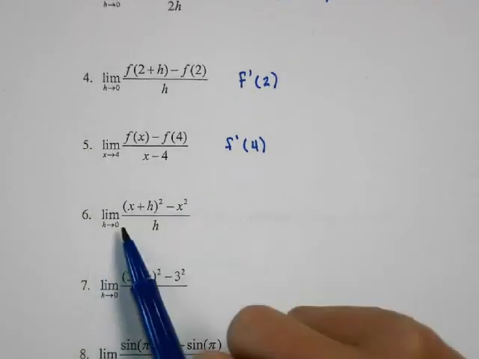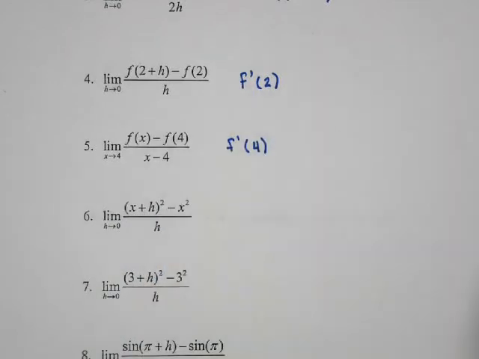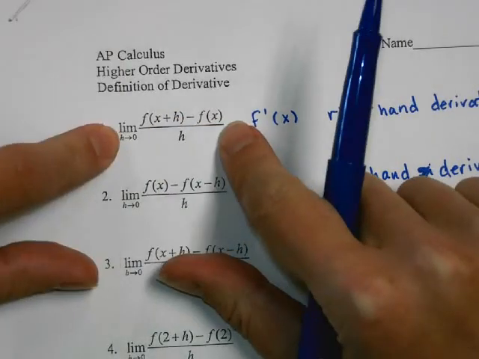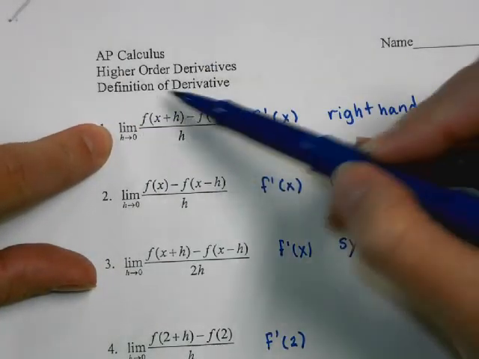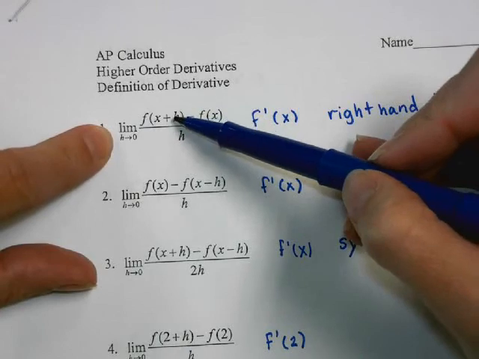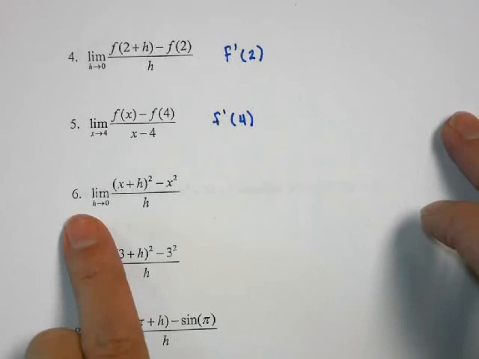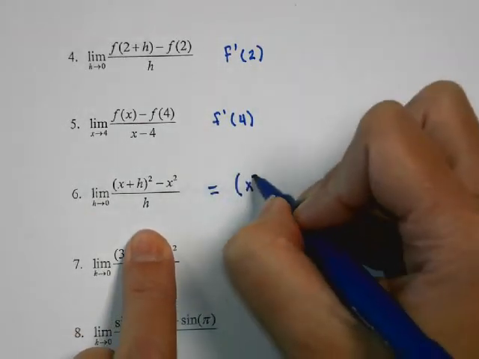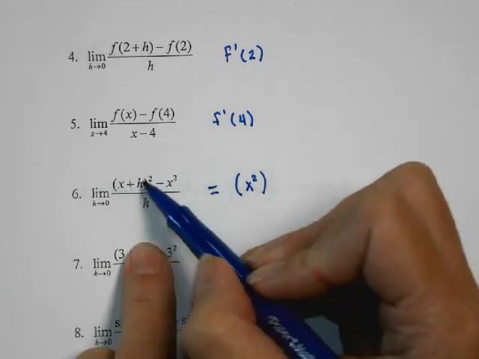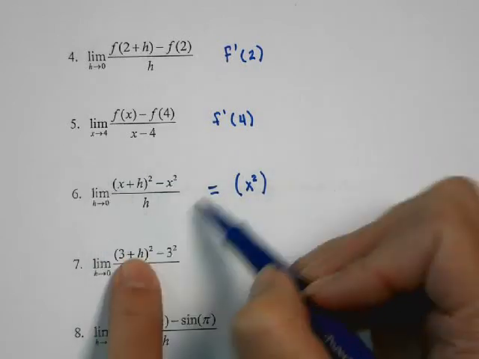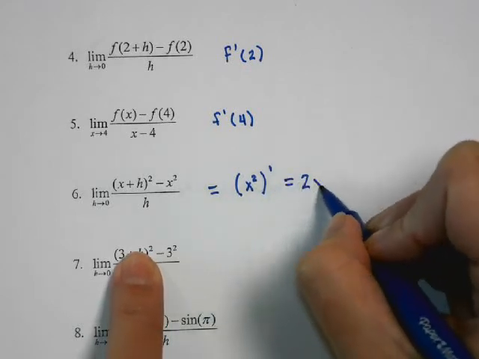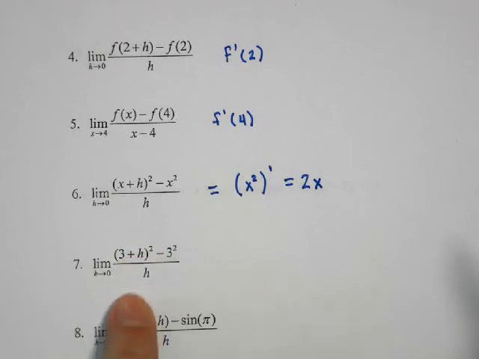Okay, this next one, notice we have x plus h squared minus x squared. So back to the definition of derivative. Rather than having a generic f that we're evaluating x plus h and x in, we have an actual function. So this is equal to the derivative of x squared. The function in this case is x squared. So this is the derivative of x squared, which is 2x.